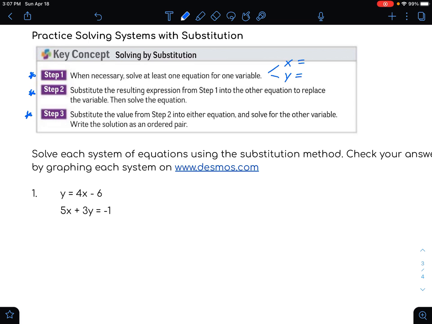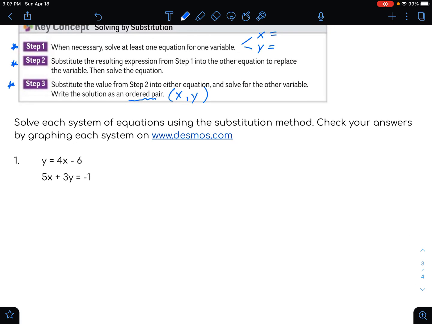So the last step is to substitute the value from step 2 back into the other equation and solve for the other variable. So we have the x and the y, and write the solution as an ordered pair. An ordered pair, we mean an x, y value pair. Think of it as a point. All right, so solve each system of equations using the substitution method. Check your answers by graphing each system on Desmos.